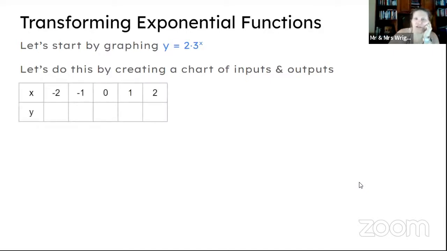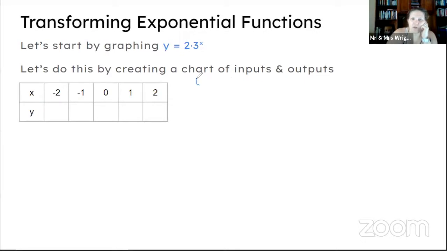So here I have our chart that has been started. And so we're going to plug in -2 where this x is. So it's y equals 2 times 3 to the power of -2. Now, initially, your gut reaction is generally to start off by doing 2 times 3, but wait a second. We have to remember our PEMDAS, okay? PEMDAS tells us that first we have to do parentheses.